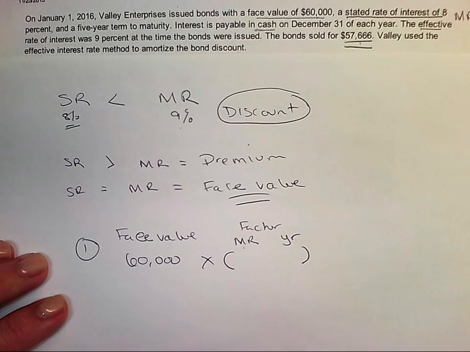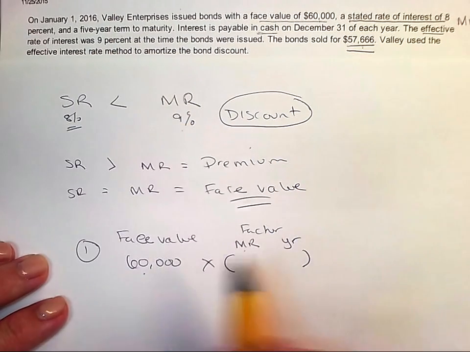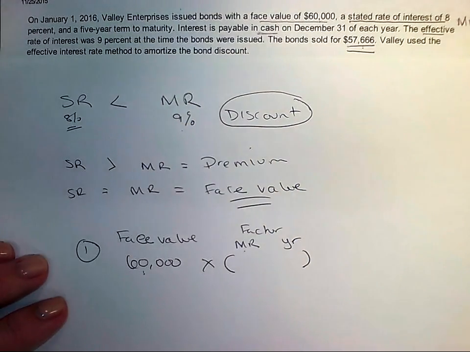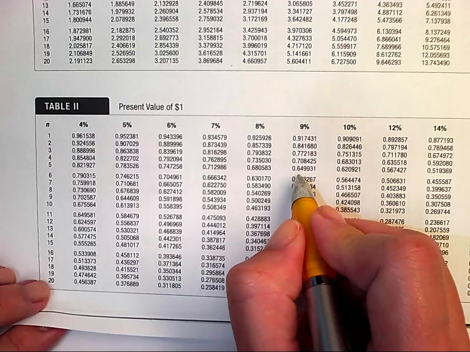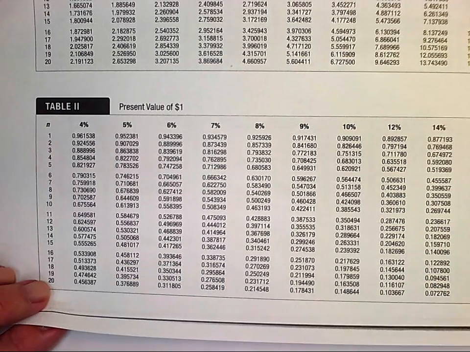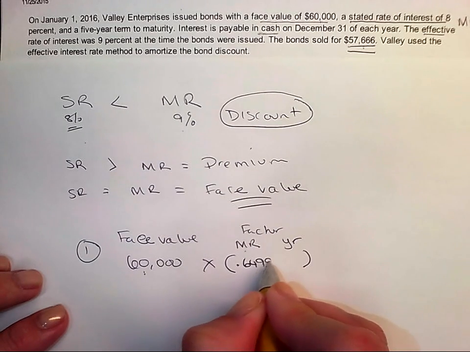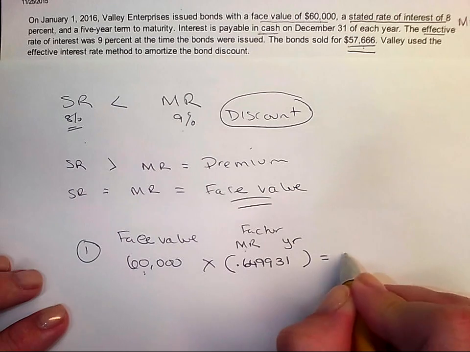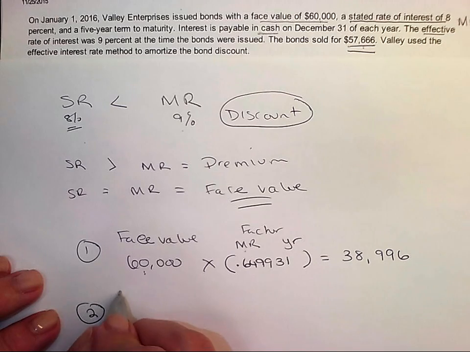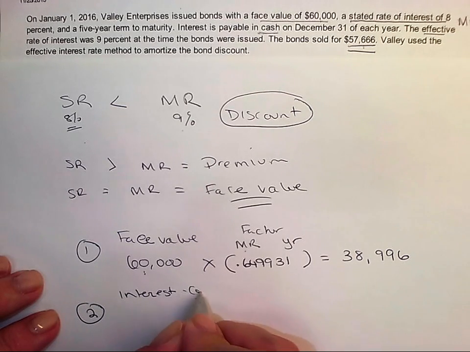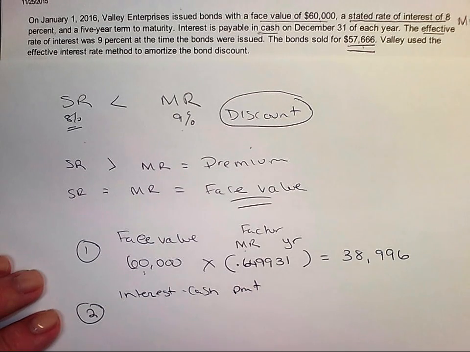Since we're discounting, meaning we're bringing it back to today's dollars, this $60,000 we're going to receive in 5 years. We want to know what is that worth today so we can find out what someone would pay for that. If I look at my market rate of 9% for 5 periods, I get 0.649931, which calculates out to $38,996.